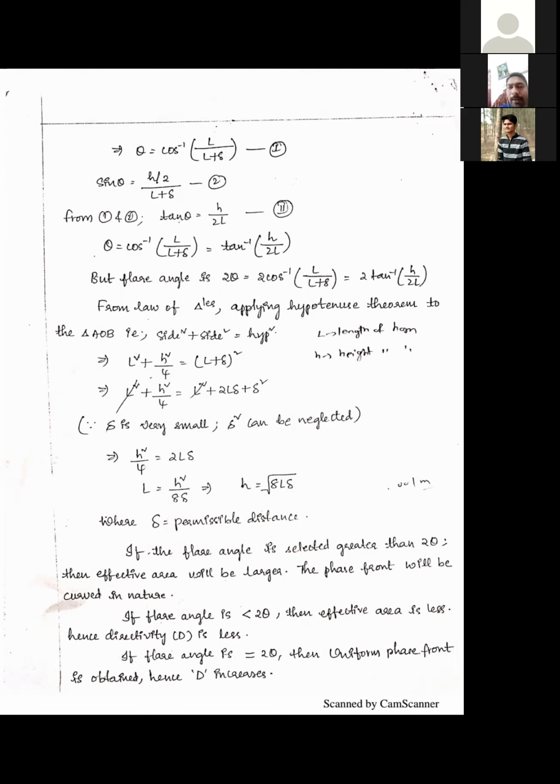2 theta means 2 cos inverse L by L plus delta, that is equal to 2 tan inverse H by 2L. Here L is the length of the horn, del is the permissible distance. The value of del is 0.2 lambda for E plane, and 0.375 lambda for H plane. I think you understood this.